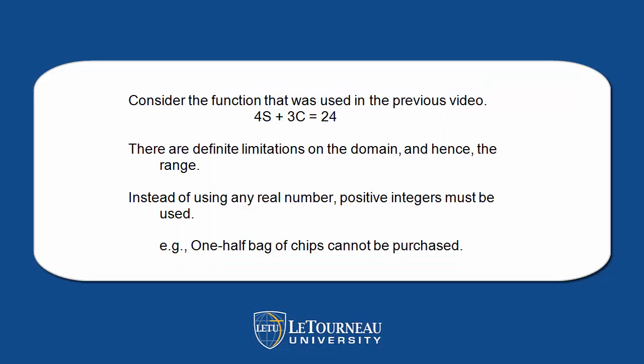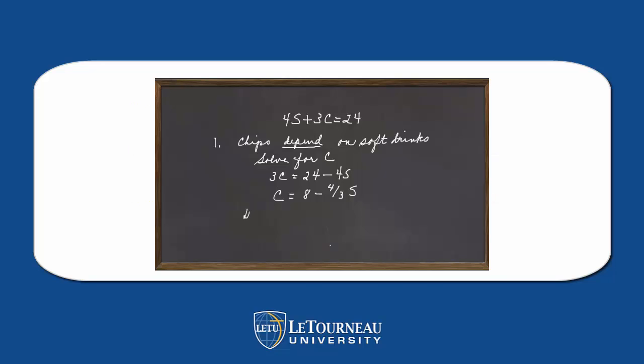Now let's consider the function that we used before. There are definite limitations on the domain and hence the range. We can't buy half a bag of chips, for example. So what will we do in this situation? Well, the domain here would be 0 to 6. C and S must be whole numbers. We can't buy a third of a set of Cokes.